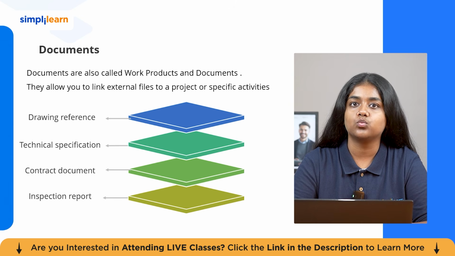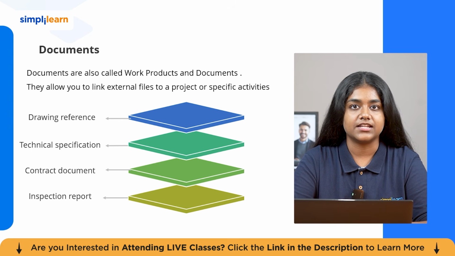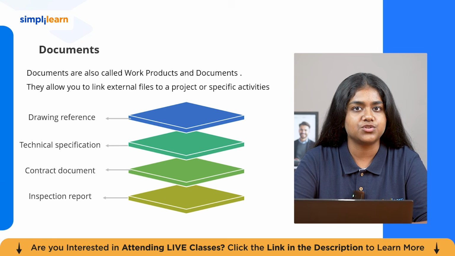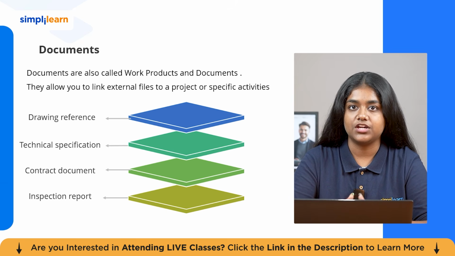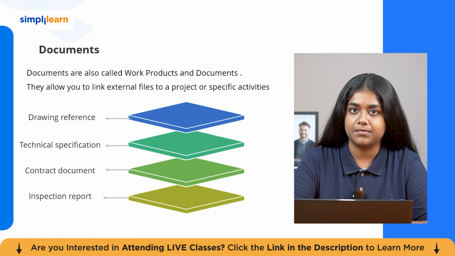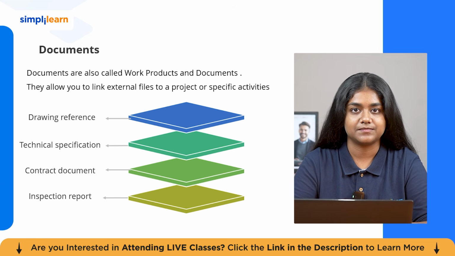Documents are also called work products and documents. These allow you to link external files to a project or to specific activities. These files can include drawing references, technical specifications, contract documents, inspection reports, or any other project-related files. By attaching a reference URL or a file path to an activity, the schedule becomes a central navigation point for project information. When a team member opens an activity in P6, they can immediately access the documents related to the work without searching through emails or shared devices.